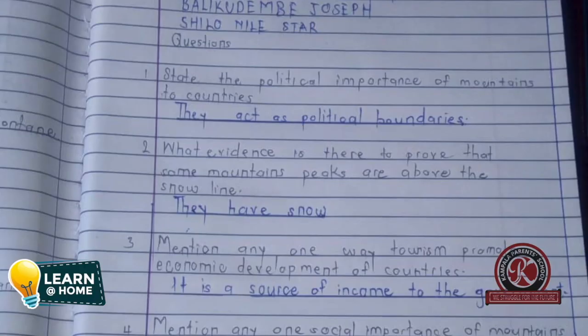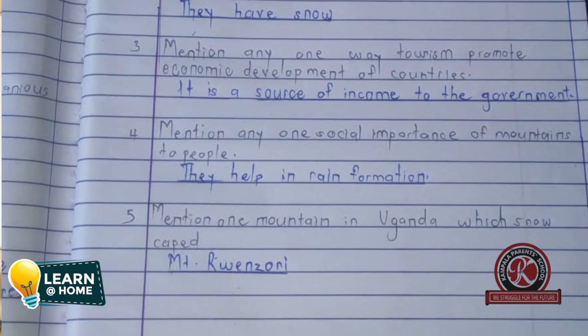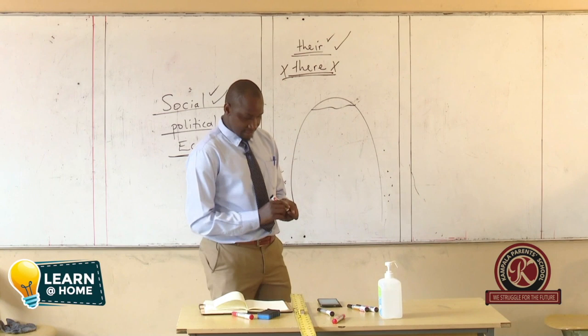Lastly, Balikudembe Joseph from Shironile Star, you failed number 2, but we shall not go into details of it. But let us look at the correction of our work.